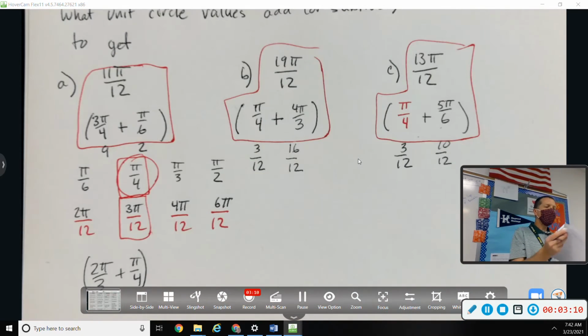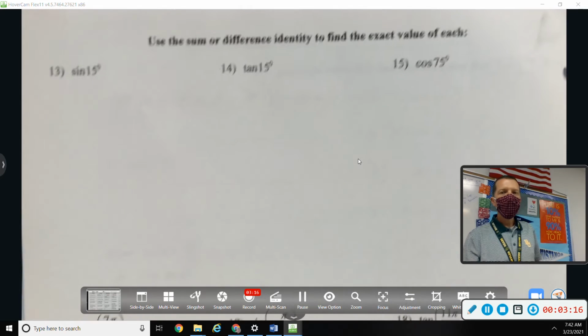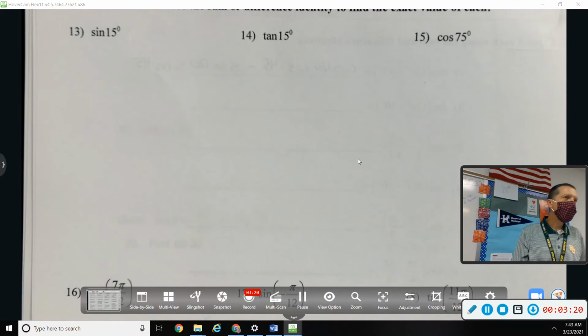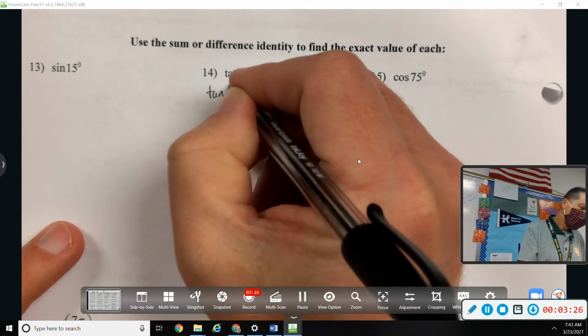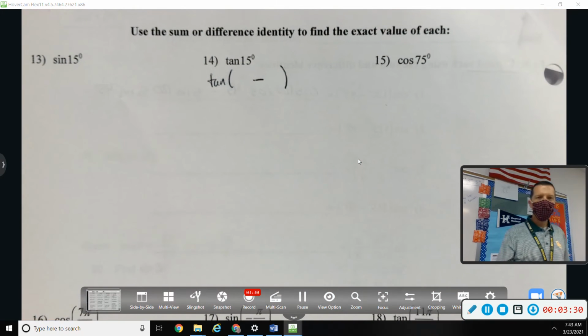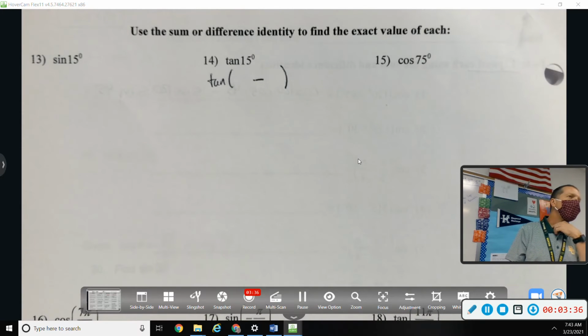Right, but the main point of the worksheet was 13 through 18. So what questions on 13 through 18? 14? So it's got to be broken up with a subtraction sign. It's the only way we're going to get down to 15. How did you split it up? I did 60 minus 45.